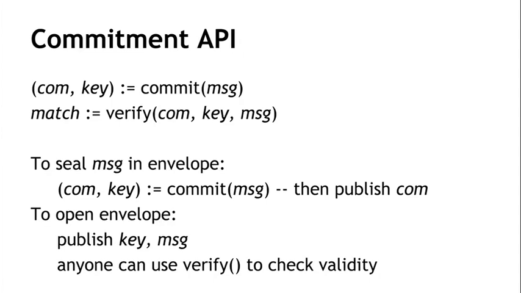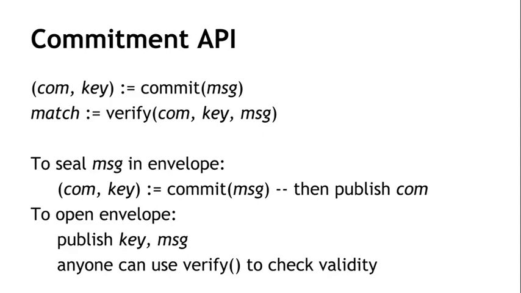Okay, now to seal MSG in an envelope, what we do is we commit to the message, and that returns a commitment and a key, and then we publish the commitment. That's putting the envelope on the table. Now later, to open the envelope, we publish the key and the message that we committed to, and then anybody can use this verify call with the commitment that we published previously, the key, and the message that we just announced, to check the validity of our opening the envelope.